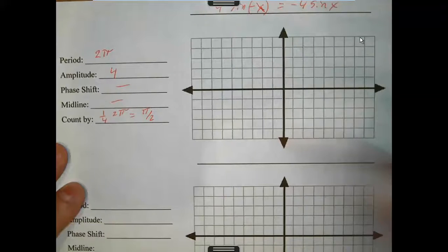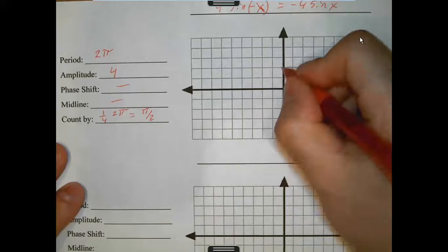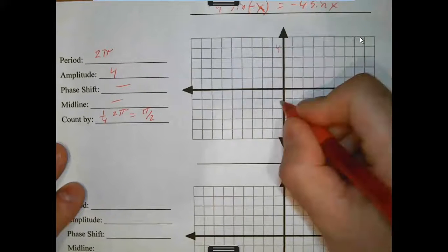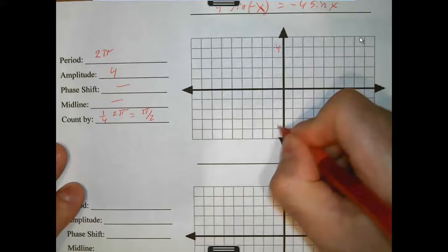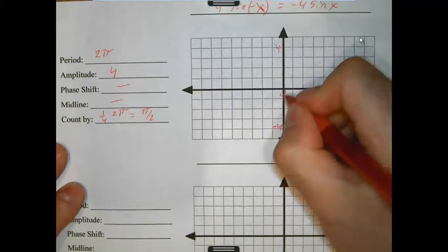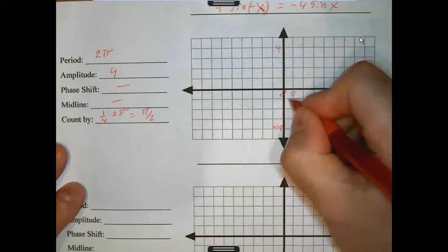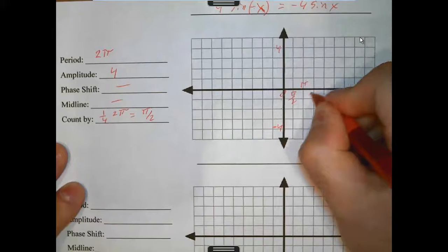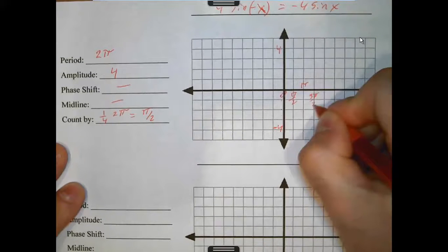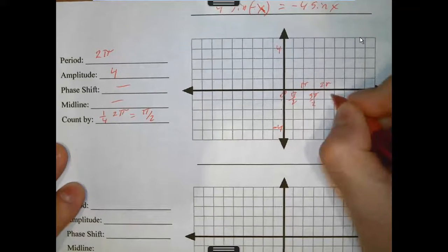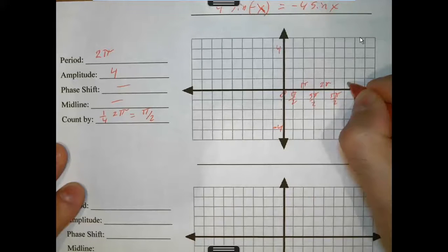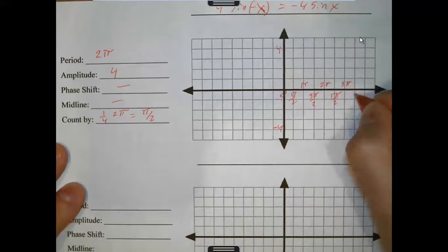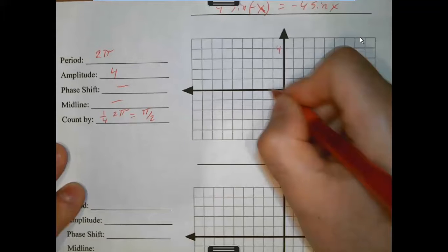So I mark my amplitude 1, 2, 3, 4. 1, 2, 3, 4. Start at 0. Count by pi over 2. Pi over 2. Pi. 3 pi over 2. 2 pi. 5 pi over 2. 3 pi. 7 pi over 2. 4 pi. I do the same on this side.